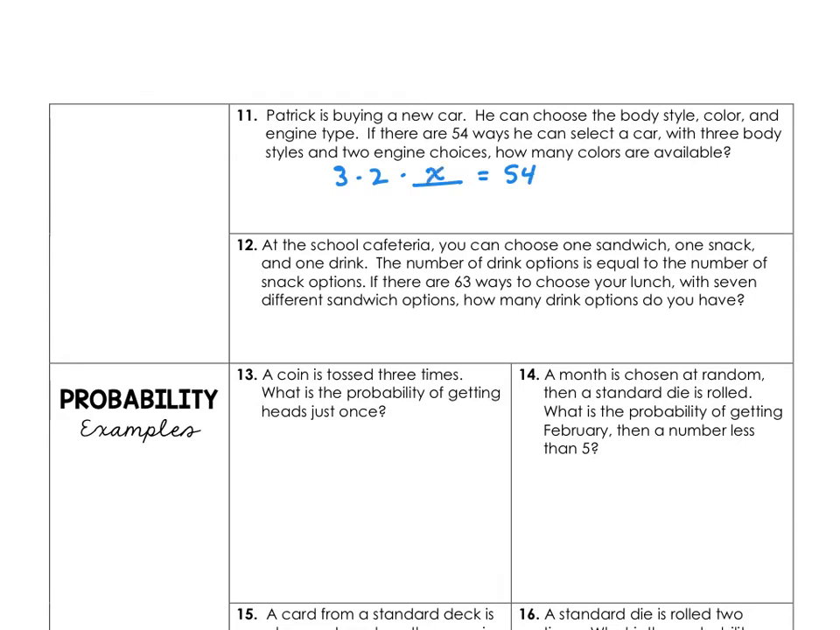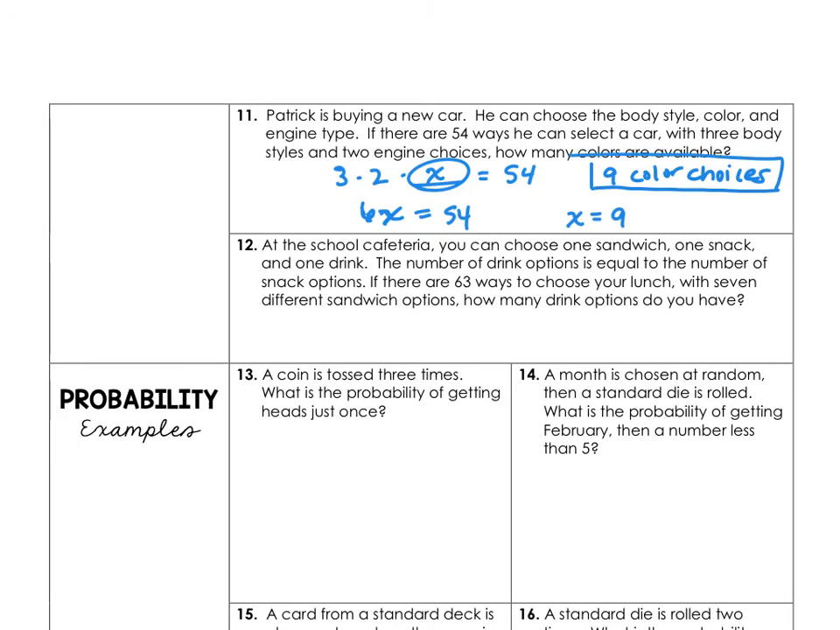So we're going to use our variable here because we don't know how many colors there are. That's what we're trying to solve. So then we end up with 6x equals 54. We have our little one-stepper, so you find out x equals 9, so there are 9 color choices. All right, so we worked backwards there.